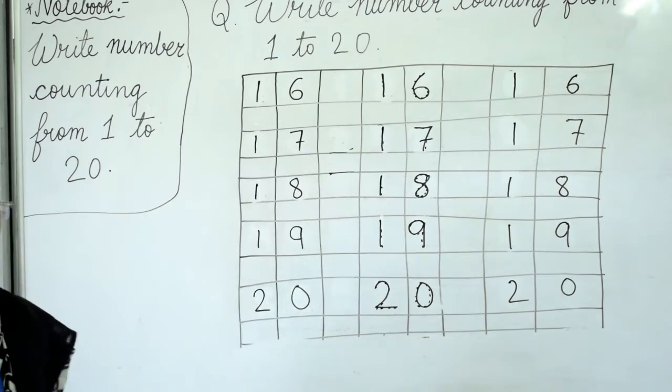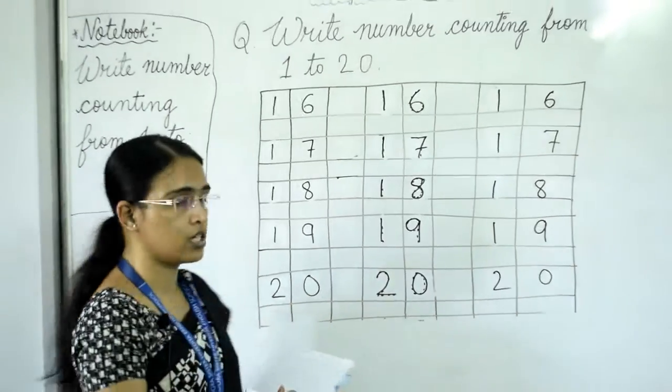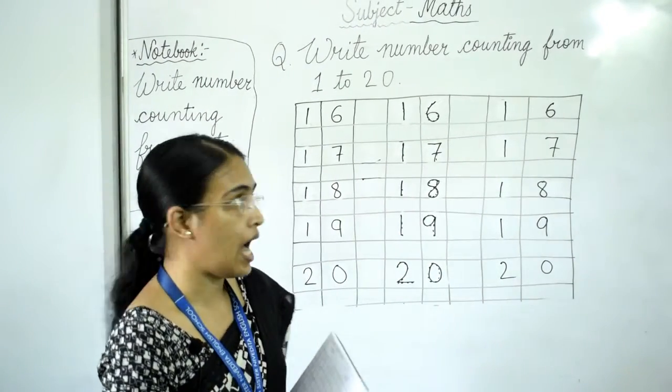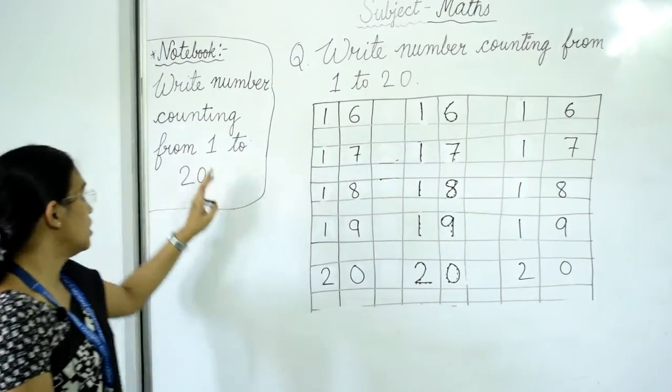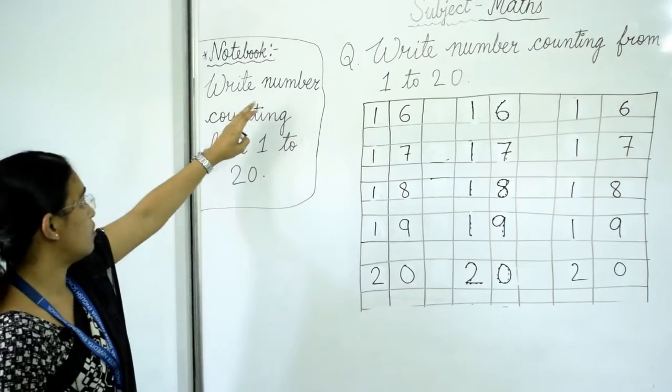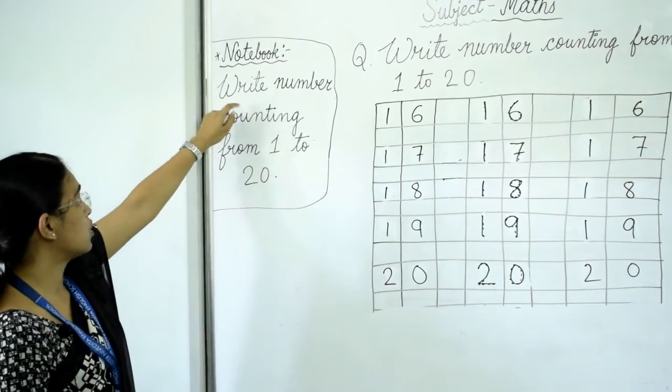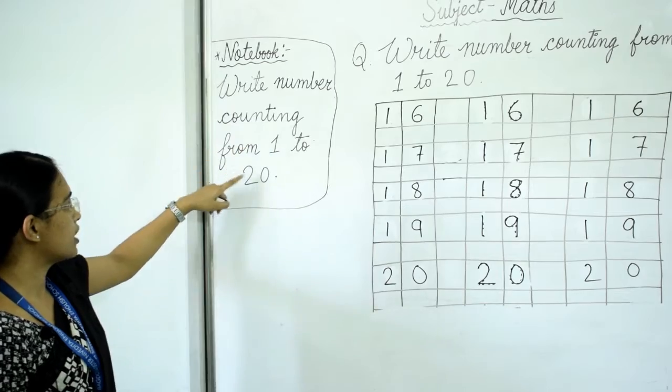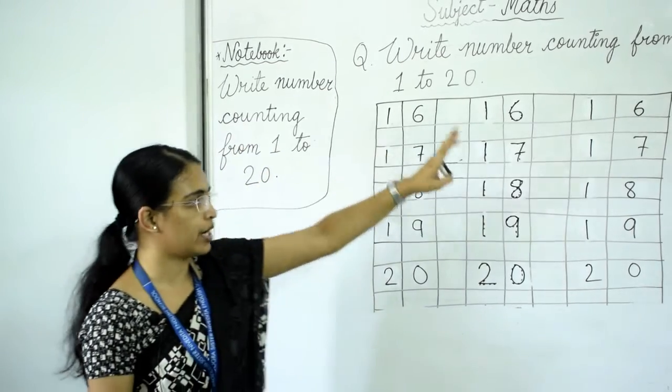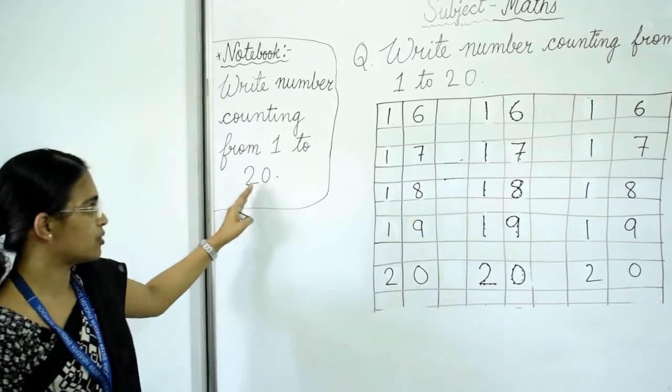In this way you have to do this in your CW copy, and then this is your homework for the notebook. What is the question? Write number counting from 1 to 20. In this way you have to write in your HW copy also.